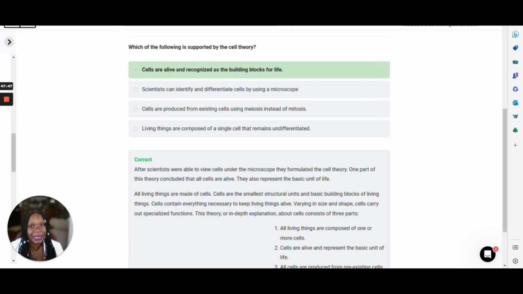So you guys, as it relates to the cell theory, after scientists were able to view cells under the microscope, then they were able to formulate the cell theory. And one part of their theory was that cells are alive and they represent the basic unit of life. All living things are composed and made of cells. Cells are the smallest structural units and the basic building blocks of living things. So keep that in mind when you're going over the cell theory.